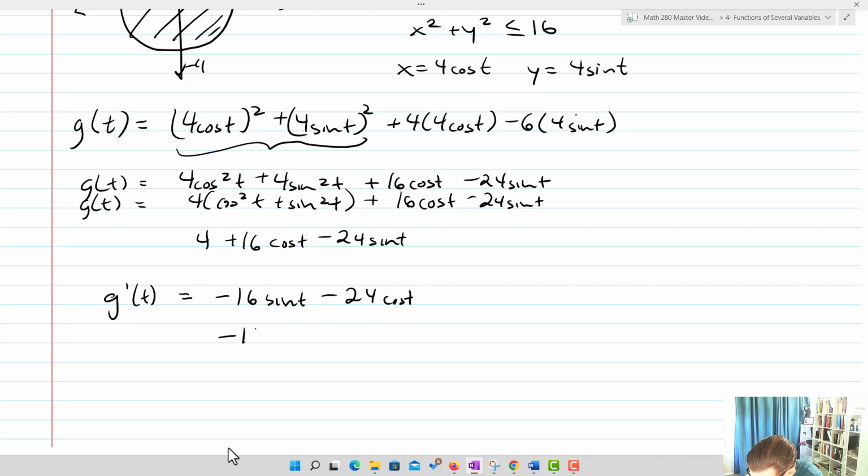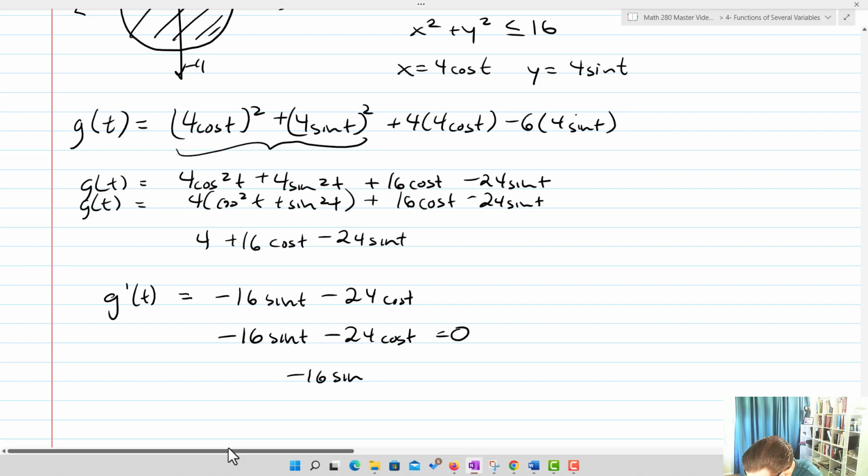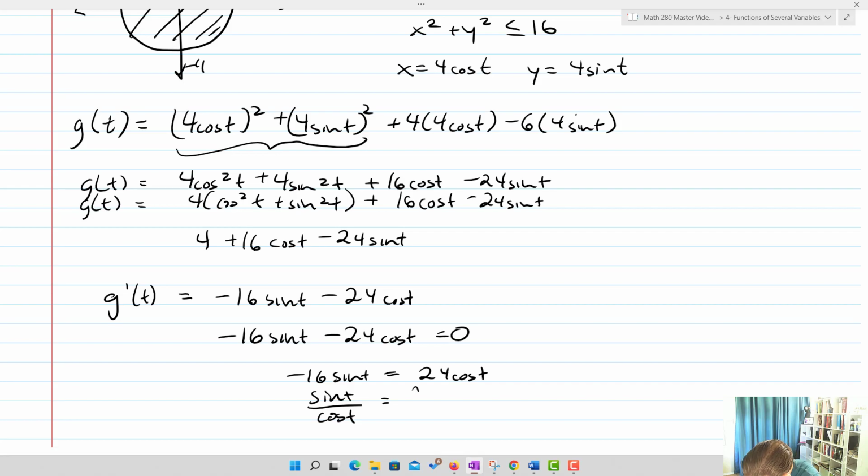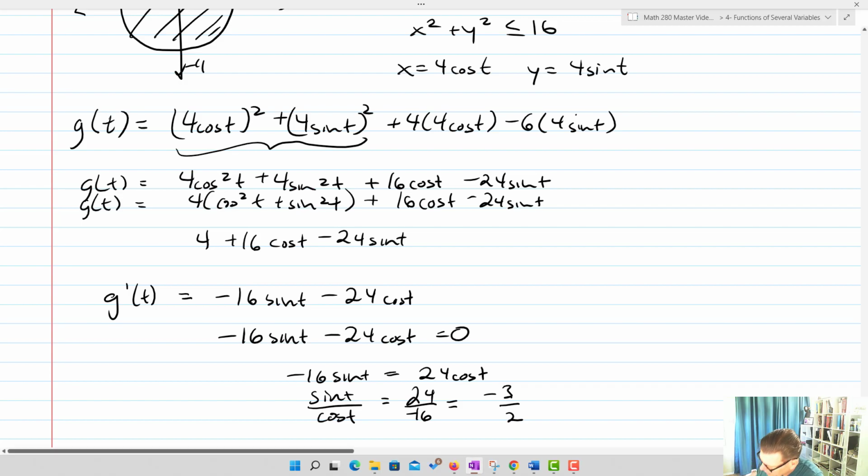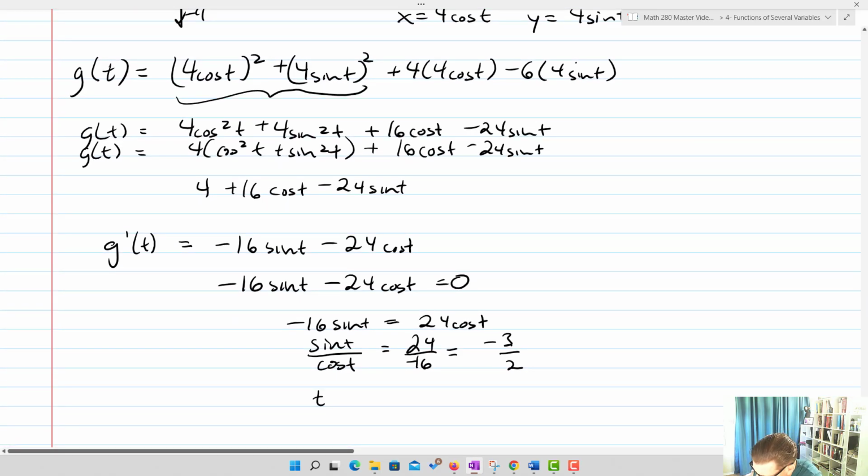We'll set that equal to 0. Negative 16 sine t minus 24 cosine t equals 0. So we get negative 16 sine t equals 24 cosine t. We'll divide over, so we end up with sine t divided by cosine t, because it's going to give me tangent. That equals 24 over negative 16, which is negative 3 over 2. And sine t over cosine t is tangent t. So tangent t equals negative 3 over 2.